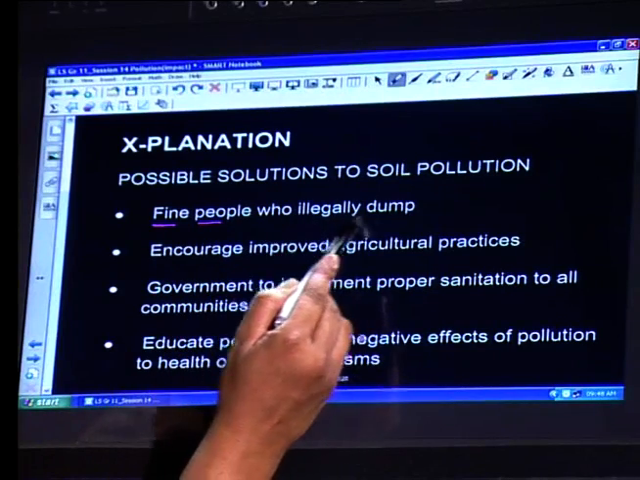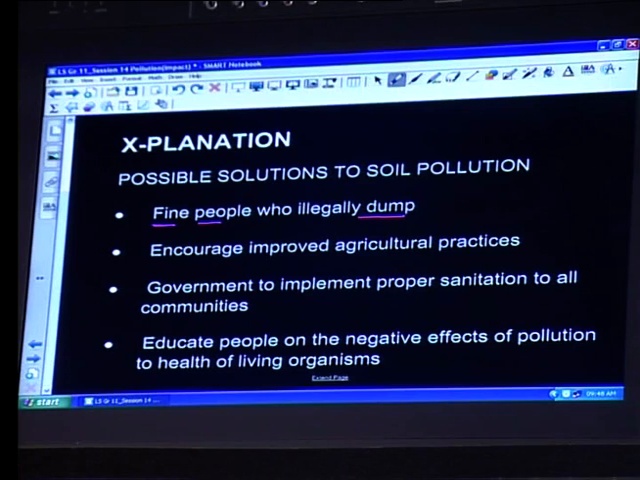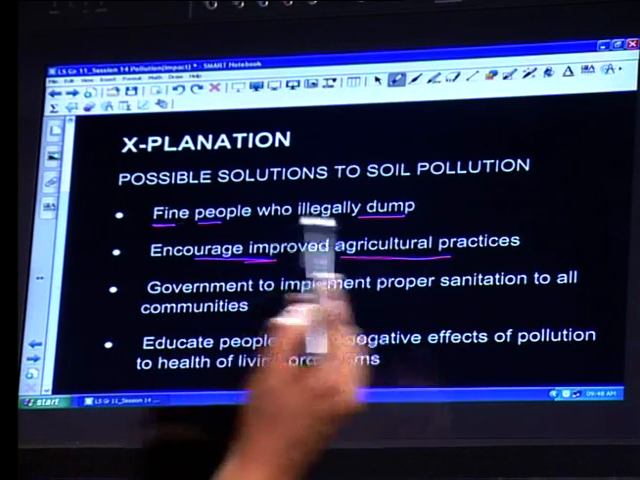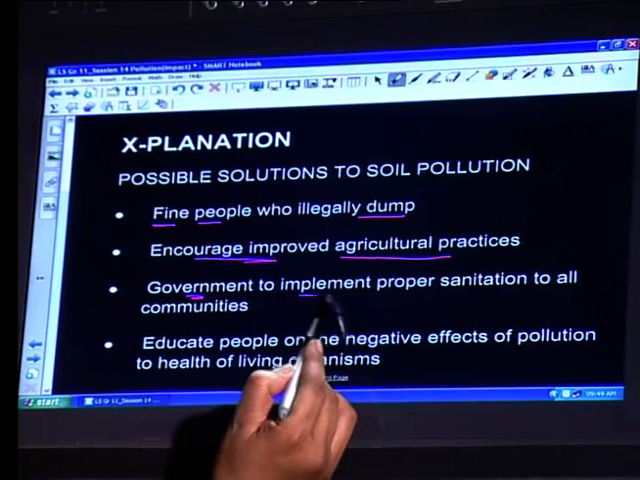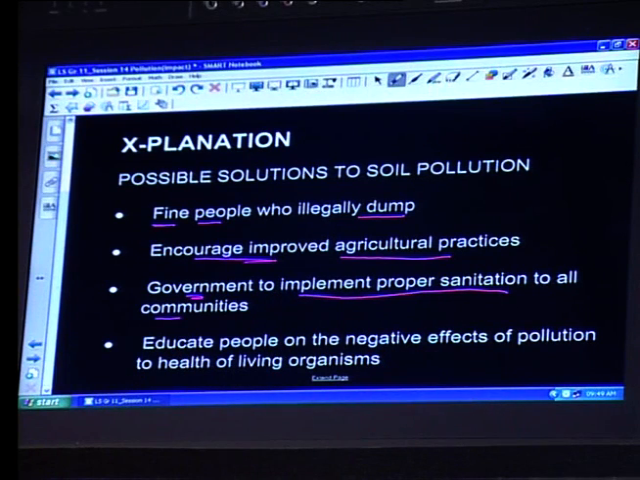So fine people who illegally dump and litter, illegally dump their bricks. Encourage improved agricultural practices. Get the farmers together and give them alternative ways of improved agricultural practices that are friendly to the environment. Government to implement proper sanitation to all communities. Now, when the government needs to implement proper sanitation, remember that is a management strategy. It's not your strategy. Imposing fines is a government strategy. It's a management strategy. Fining people and drawing up legislation are all management strategies.